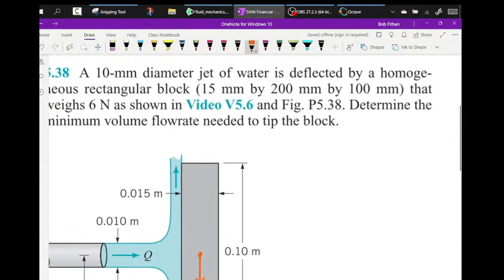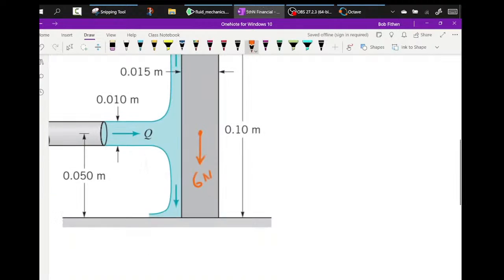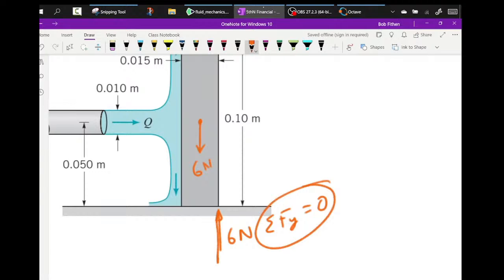What do you say it was? 6 newtons. Now, if it's going to tip the block, he didn't say anything about the friction here. So I'm assuming the friction is large enough to offset this, and that the tipping of the block will occur. This has to be 6 newtons as well. So sum of the forces in the y equals 0 means this normal force is back here.